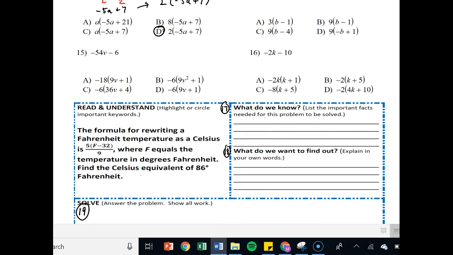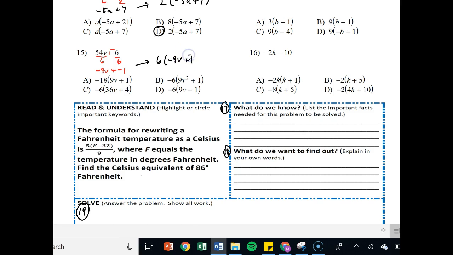And lastly, 15. So plus and negative maybe there. What can I divide them both by? I can divide them both by 6, right? So negative 54v divided by 6 is a negative 9v, and then negative 6 divided by 6 is a negative 1, right? So what did I divide by? I divided by 6. So 6 parentheses negative 9v plus negative 1.